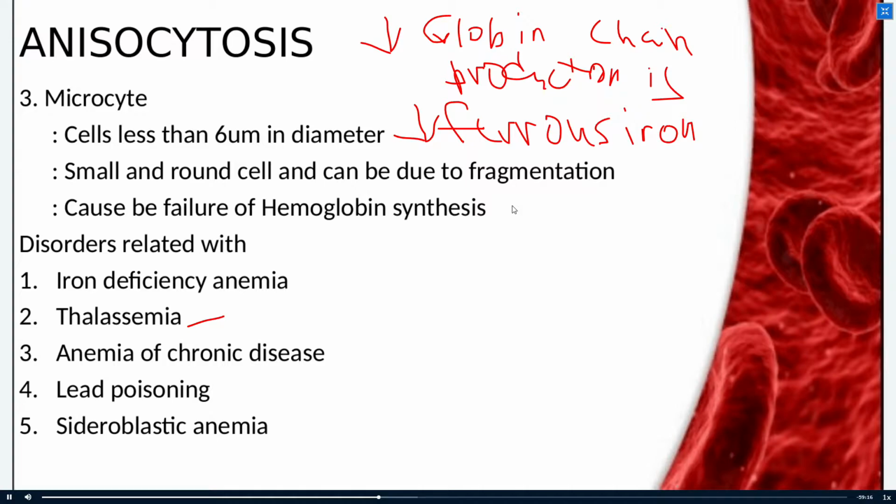Again, ulitin ko, thalassemia, class, is characterized by decreased globin production. And when there is decreased globin production, your RBC would not be able to bind your ferrous iron, causing decreased iron.